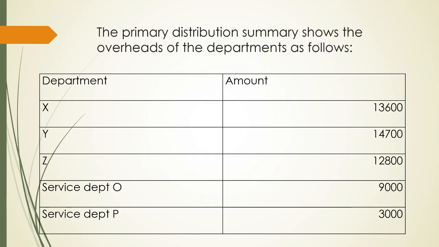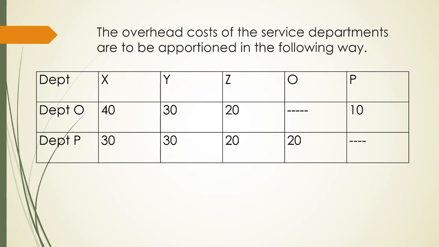The primary distribution summary shows the overheads of the departments as follows. There are three production departments, Department X, Department Y and Department Z, and two service departments, Service Department O and Service Department P. The overheads of the departments are given as per primary distribution. Now, the information is given that the overhead cost of the service departments are to be apportioned in the following way. Department O overheads should be distributed as X department 40, Y department 30, Z department 20 and P department 10. And department P overheads has to be distributed X department 30, Y department 30, Z department 20 and O department 20. So the ratio is given.